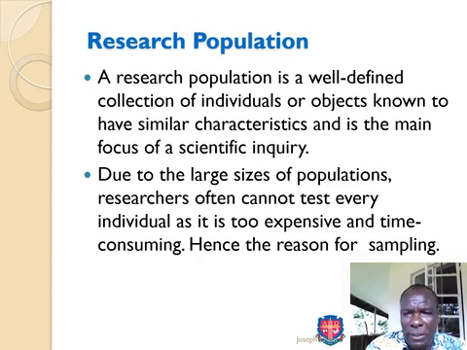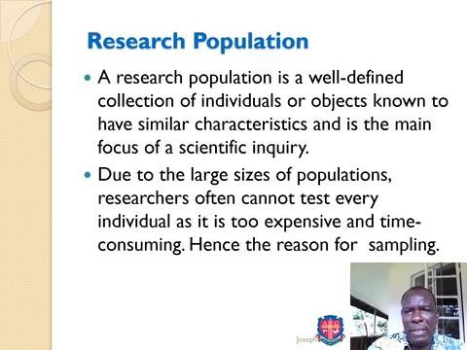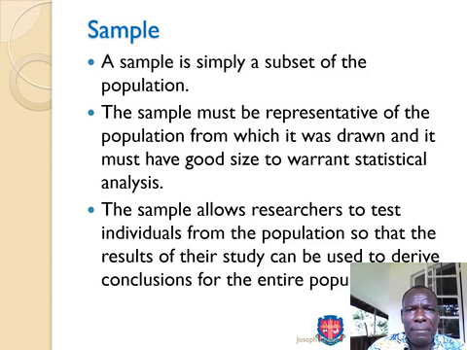What is a research population? A research population is a well-defined collection of individuals or objects known to have similar characteristics and is the main focus of a scientific inquiry. Due to the large sizes of populations, researchers often cannot test every individual as it is too expensive and time-consuming. Hence, the reason for sampling.